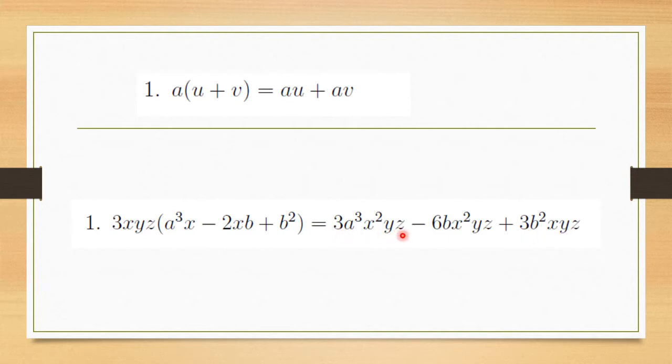Take note, the way we write the letters that appear here is patterned to the letters that appear first in the English alphabet. For example, you've got an a first, then x squared, then y, then z. But if you have written this as 3x squared a cubed yz, then it is still the same.